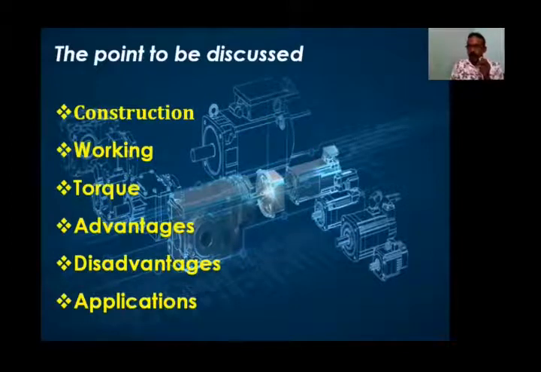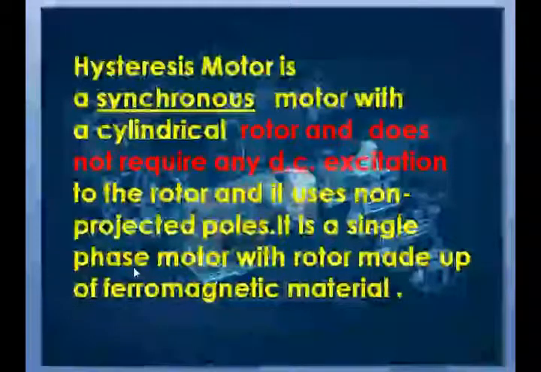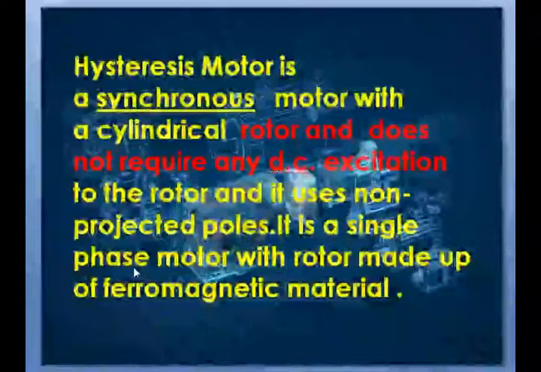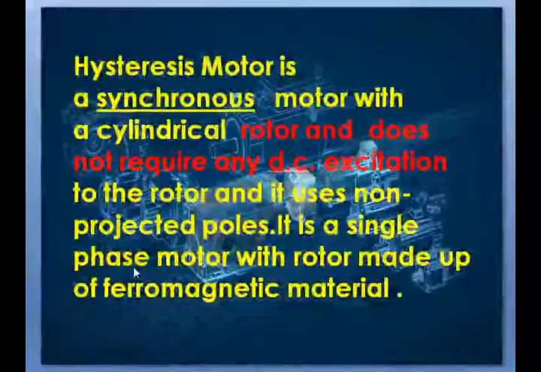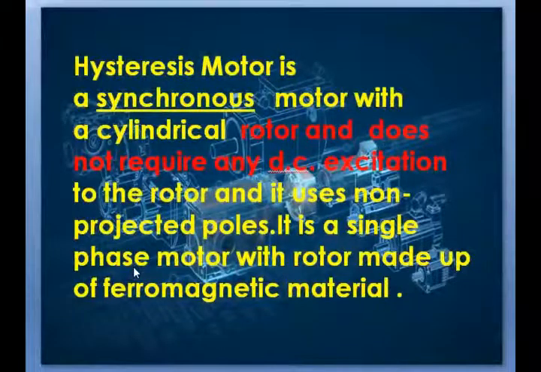The points to be discussed: the construction of the motor, working principle, torque, advantages, disadvantages, and application. Actually, hysteresis motor is an unexcited synchronous motor. There is no DC supply used for excitation. In the rotor, there are no teeth. It is cylindrical type and made of ferromagnetic material.